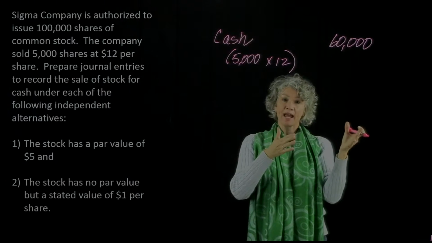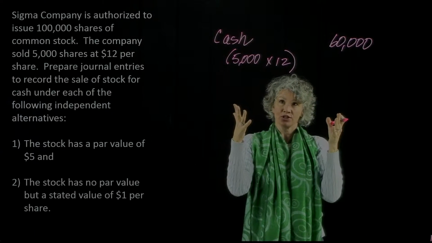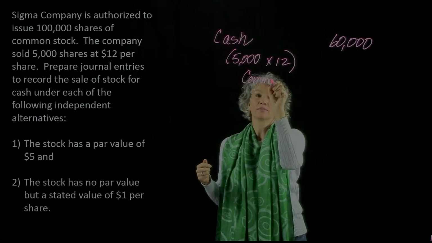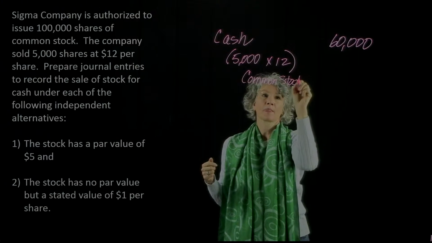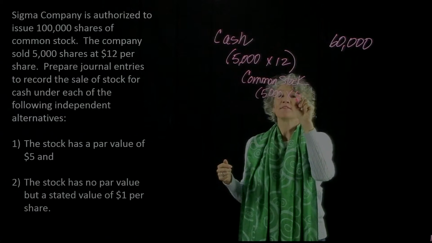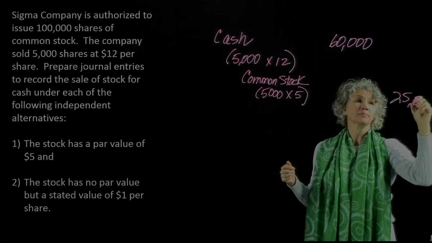All right, in the common stock account, we only use par value. That's one of the reasons we have a par value. We can look at the common stock account. We know how many shares have been issued. Okay, so credit the common stock account for 5,000 times the $5 par. So credit for 25,000.